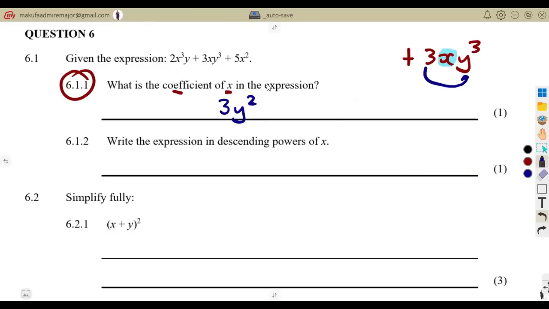Remember, you can just write as it is, plus 3y cubed to the exponent of 3, as it is given there. All right. So that is it, guys.